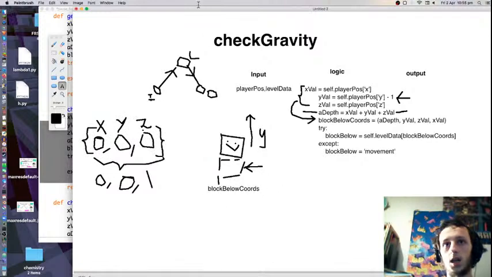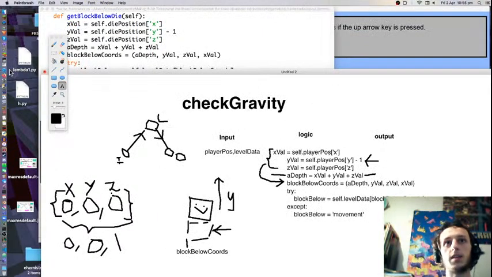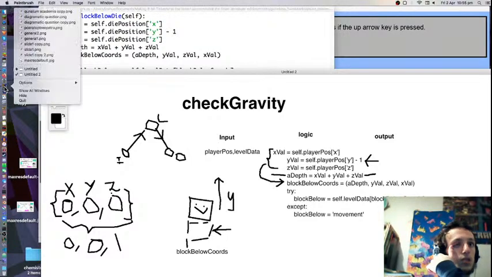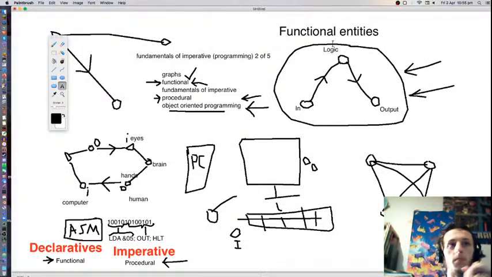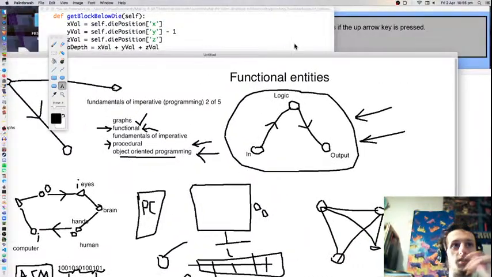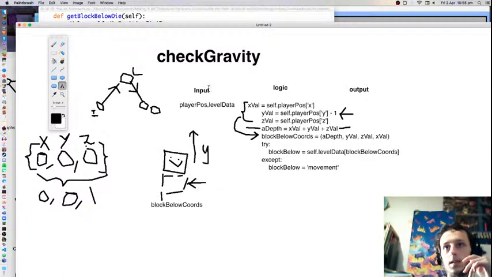And by the way, this is only if you want an example. Honestly, as I was saying, the only thing that's needed for the rest of this series on object-oriented programming and procedural programming is that diagram. This is just an example of that in use. You'd split it up into input, logic, output. So we create a reference, block below coordinates. It's the block below the player.